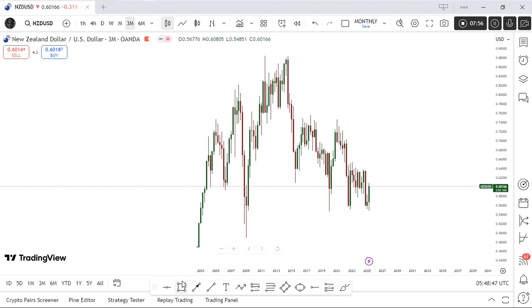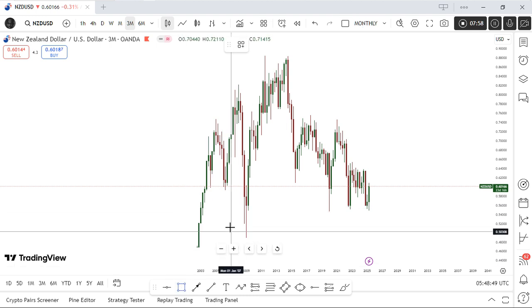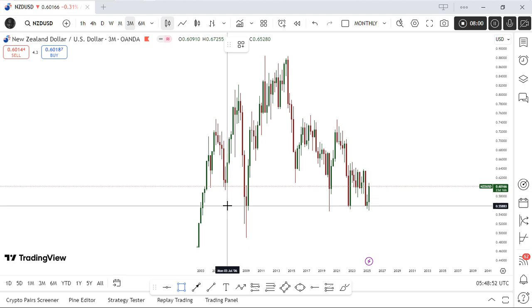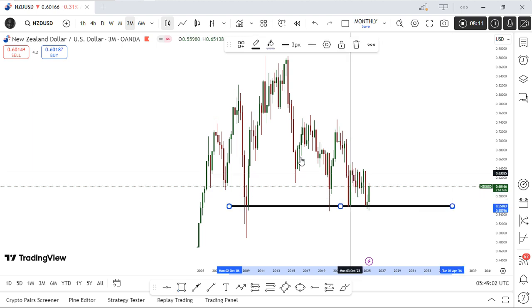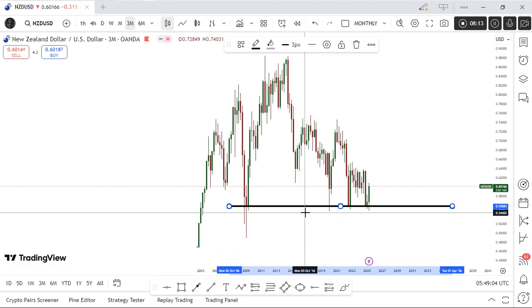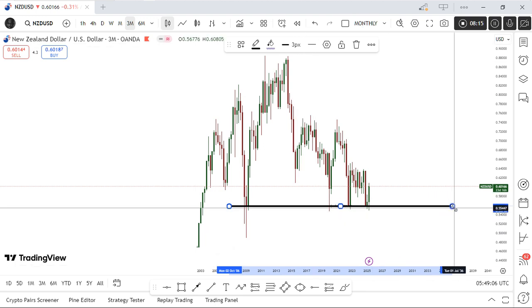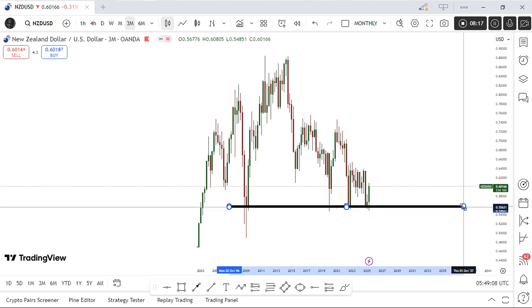We're going to be using the rectangle tool and plotting our levels as major areas of turning points. Let us not forget that. Major areas of turning points. This is a 3 month time frame, so I need to make my zone as thin as possible so that it would not be too thick.